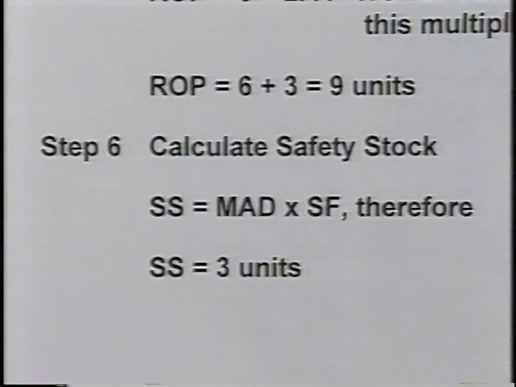And since MAD times the safety factor in step 6 is also the formula for safety stock, the safety stock for this illustration is equal to 3. It has to be the same 3 as we had when we developed the order point.